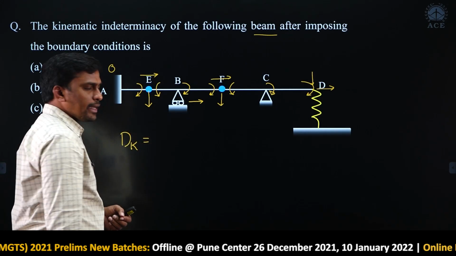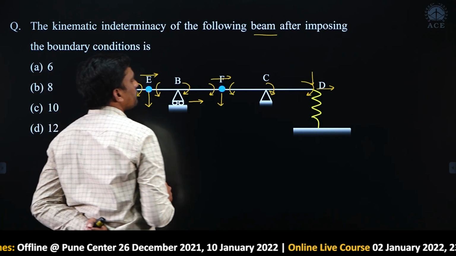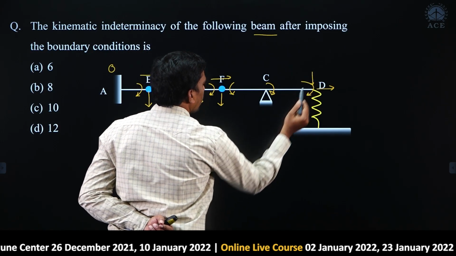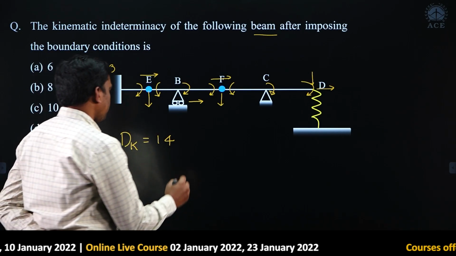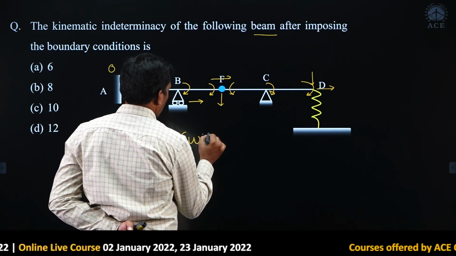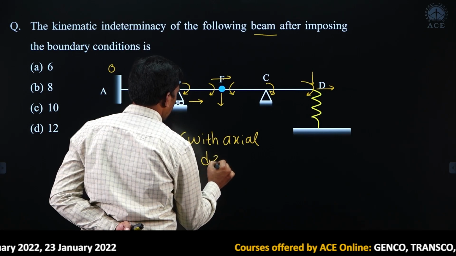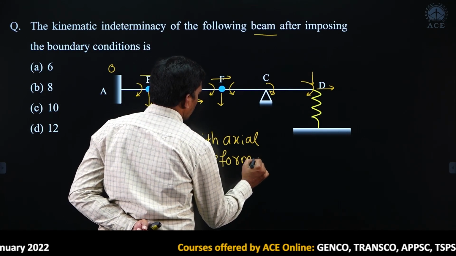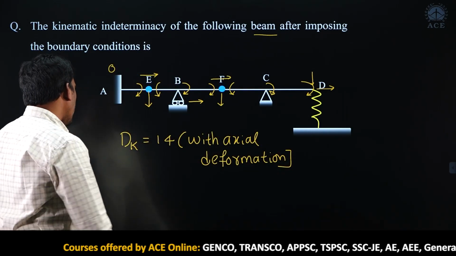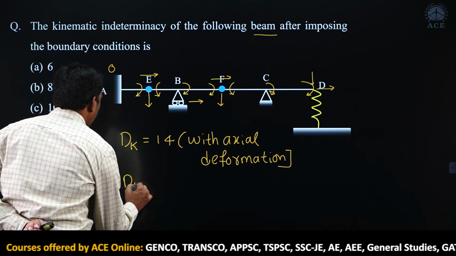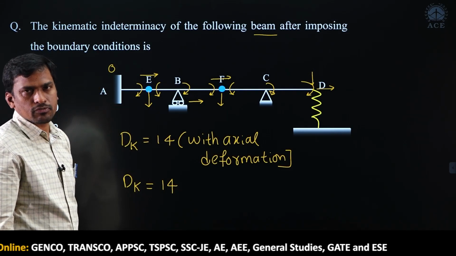What is the notation for kinematic indeterminacy? dk. So total, count it here: 4, 6, 10, 11, and here the total is 14. This is with axial deformation. Now we have to neglect the axial deformation and find the kinematic indeterminacy. So with axial deformation it is 14.